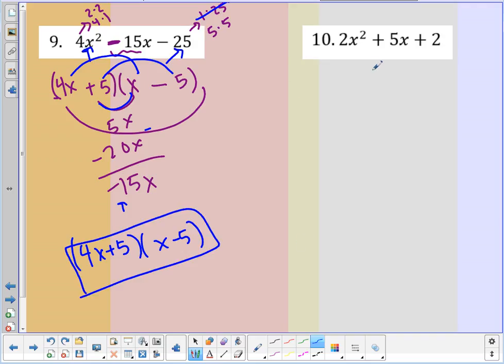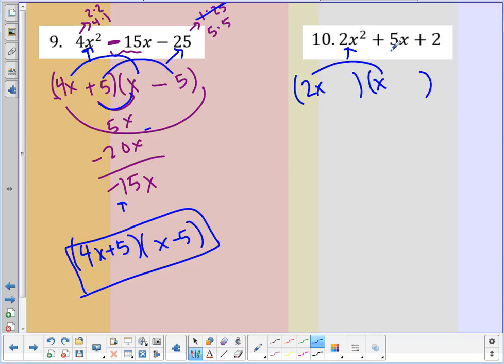One last one, 2x squared plus 5x plus 2. No GCF. Nice thing here, only one way to get to 2x squared. It's got to be 2x and x. That's the only way to get to that term right there. Also, only one way to get to 2 at the end. But now do I want the 2 to go with the 2 or the 2 to go with the 1? What do I want to do here?